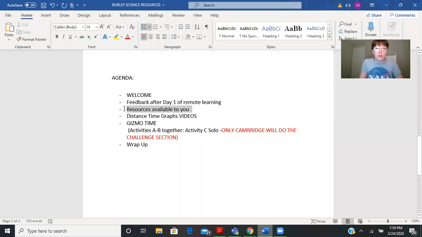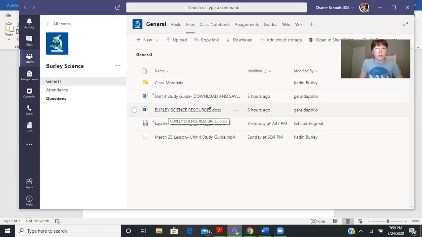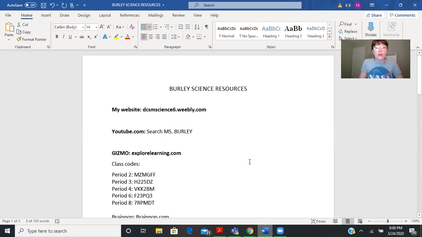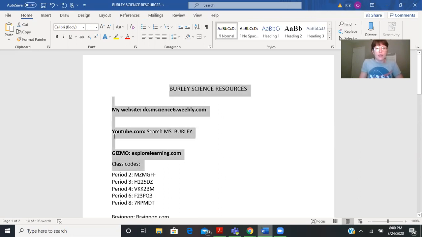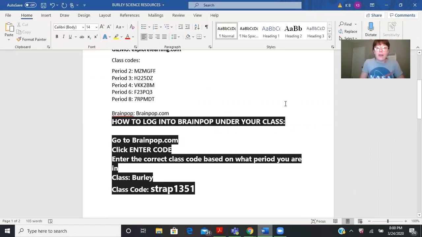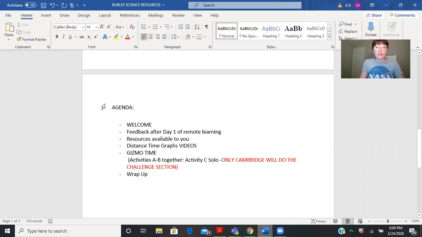Resources available to you. In the files section of Teams, you'll see something that says Burley Science Resources. That's this document right here, and it has all of our logins. So there's my YouTube channel, my website, the class codes for GIZMO, which you're going to need for today's lesson, Brain Pop, and then the Remind code. This won't be in there. I'm just using this as our agenda for today.